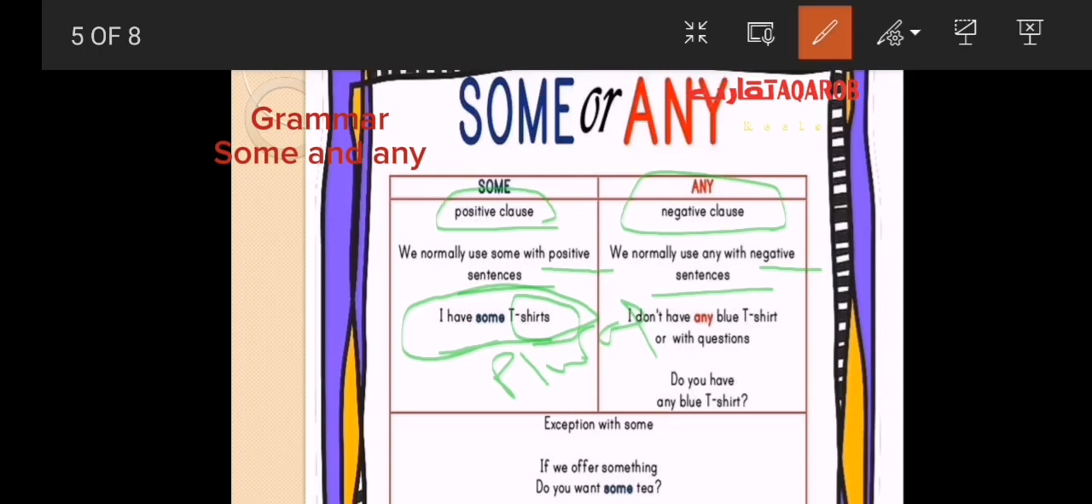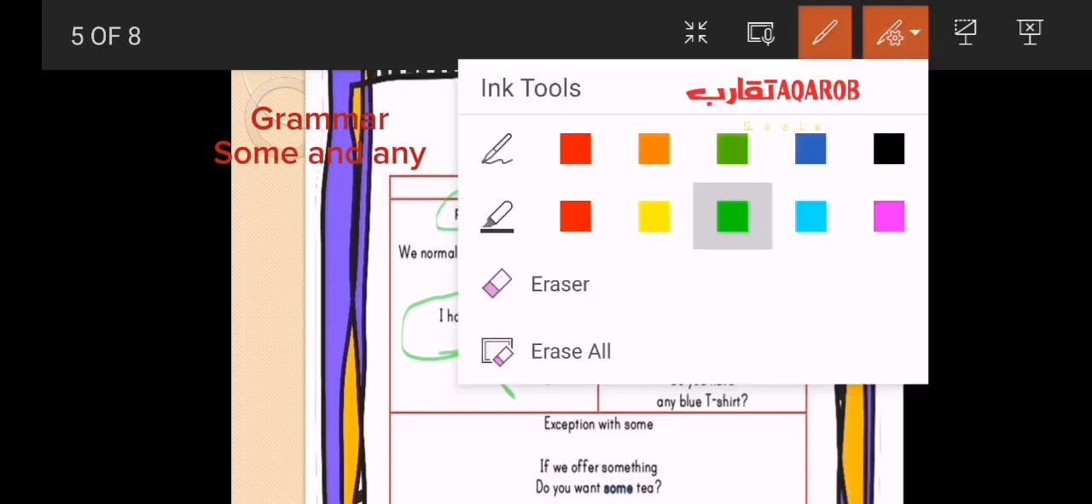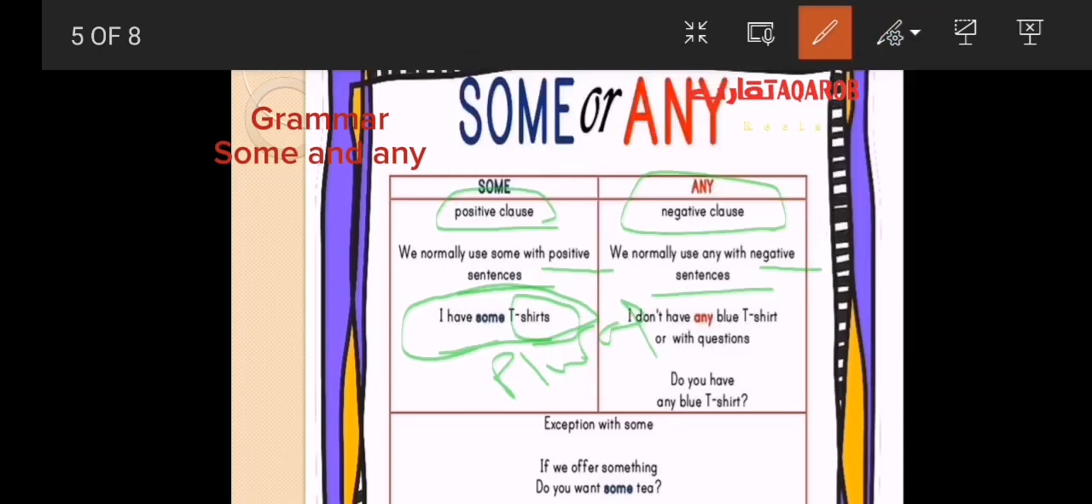Now look at the second sentence. I don't have any blue t-shirts. Is this sentence affirmative or negative? It's negative. How do you know? Because this sentence has don't, so this is negative. What is the correct answer, some or any? Any. So we use any with a negative sentence or with what? Questions. So if we have a negative sentence or a question, we use any. But some we use with a positive or affirmative sentence.